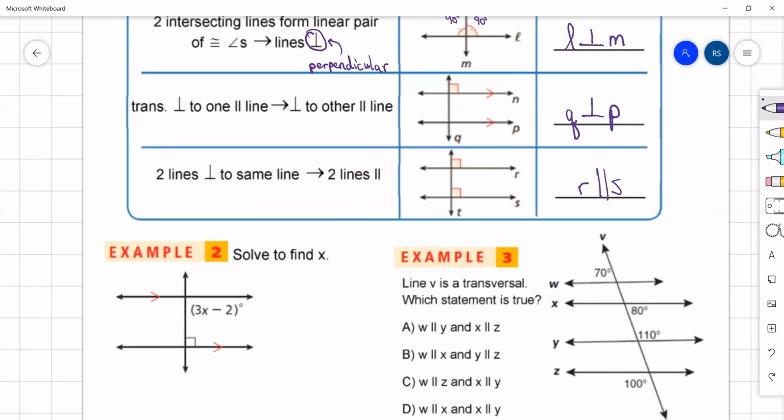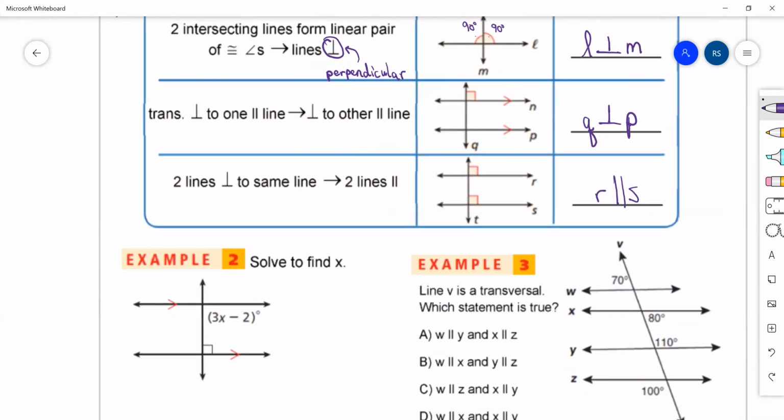Okay, so let's use these for the next problem. So we have to solve to find x. Well, we're told that this transversal is perpendicular to this bottom line. So this is 90 here. But it's also got to be perpendicular to this top line, which means all of these angles up here have to be 90. So this has to equal 90. That's our equation that we need to solve.